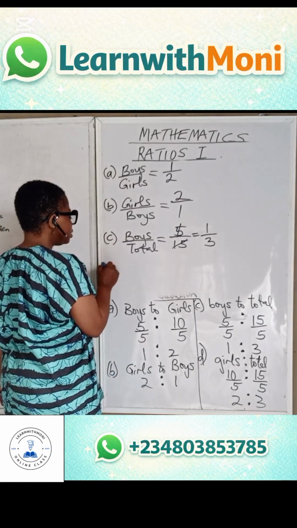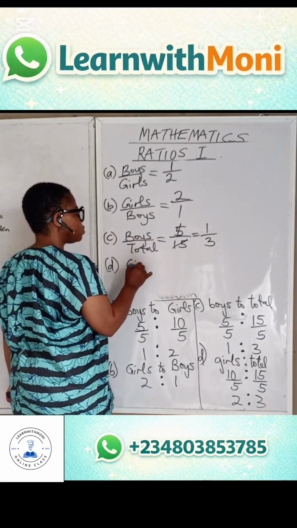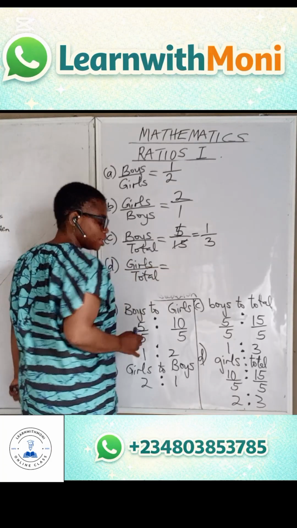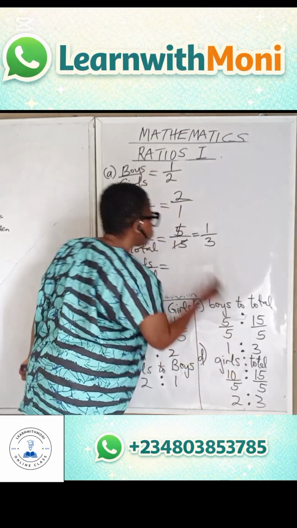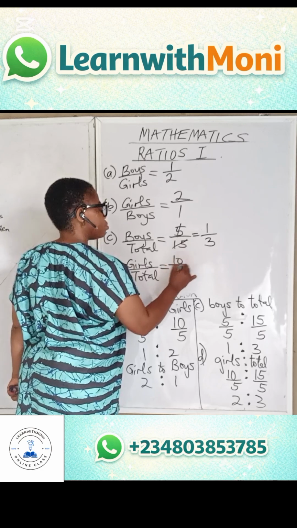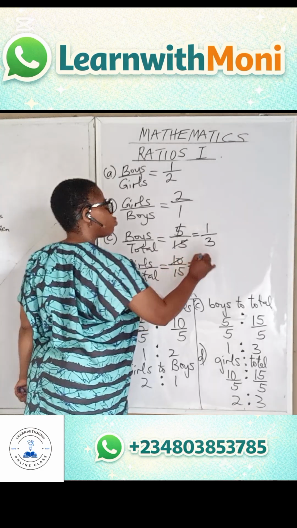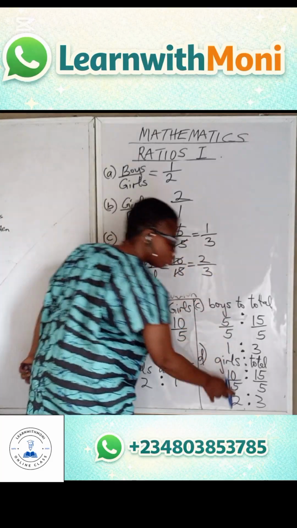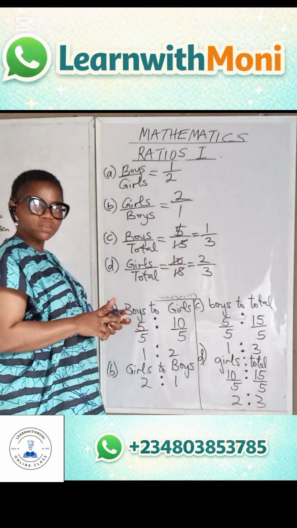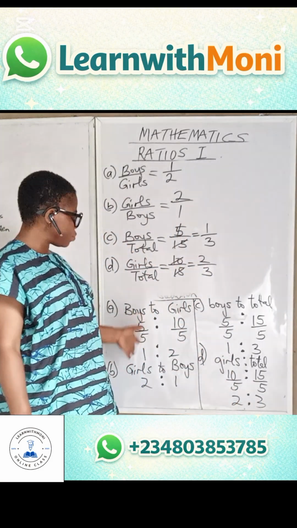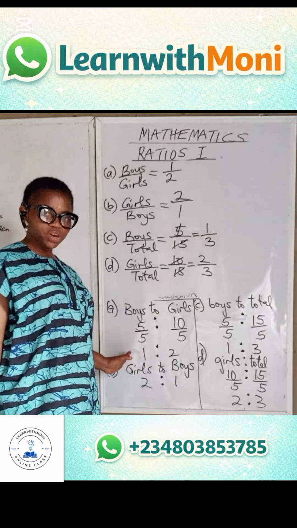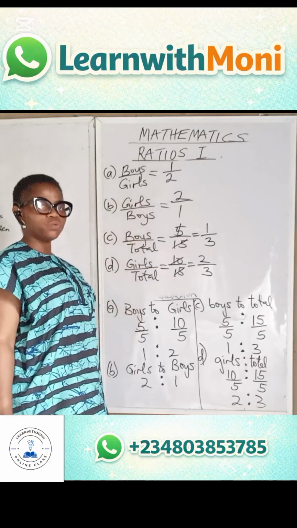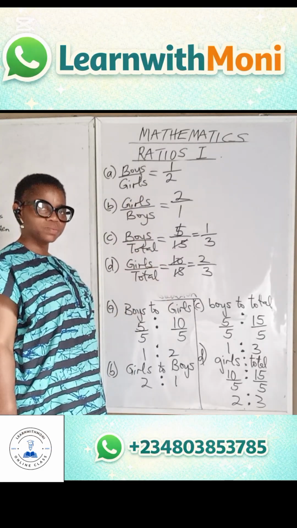And for the D part, the ratio of girls to the total in the class. That is ratio 10 to 15. 5 divides 10 is 2. 5 divides 15 is 3. That is ratio 2 to 3. So these are other ways of writing your ratio. You can leave your ratio in this simple form, ratio 1 to 2. It can also be written in this simple form as a fraction, which is 1 over 2.